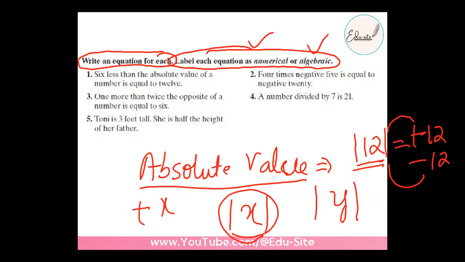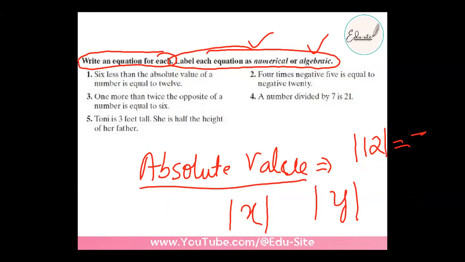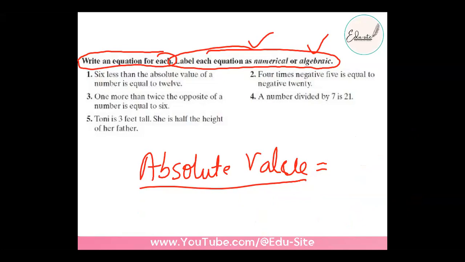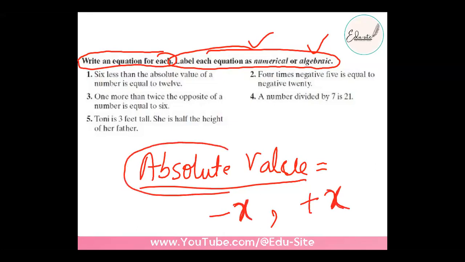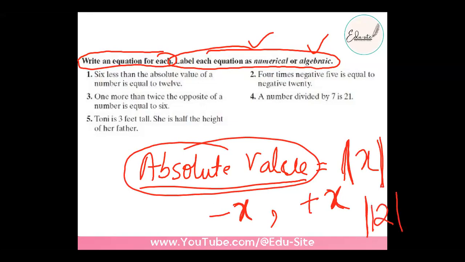For example, if I tell you to write the absolute value of plus 12, then what is the absolute value for plus 12? Minus 12. Excellent. If I tell you to write the absolute value for minus x, what is the absolute value for minus x? Plus x. Fine, beta. So to write the absolute value for any number, you can write it as mod x, or mod 12 in this way. It is nothing but either plus 12 or minus 12. Understood?